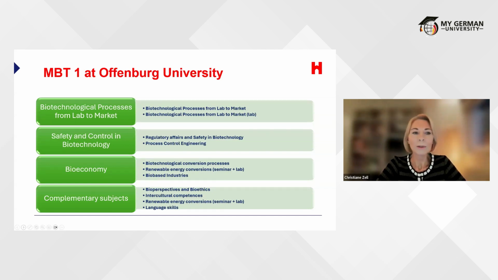The second module is about safety and control in biotechnology. You will have courses like process control engineering or safety aspects in biotechnology. The third module is a specialization in bioeconomy. That means it's all about sustainable processes. And you have courses like bio-based industries or renewable energy conversions.